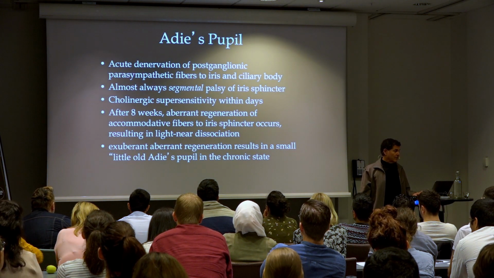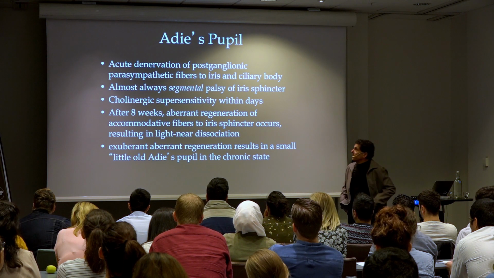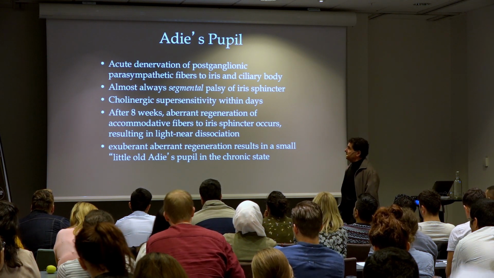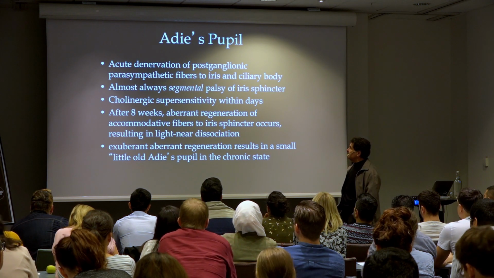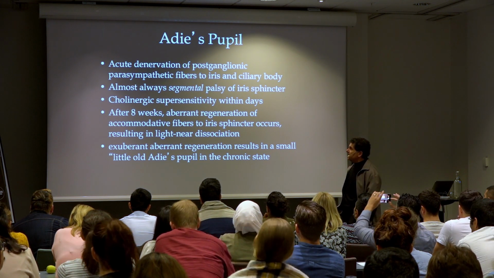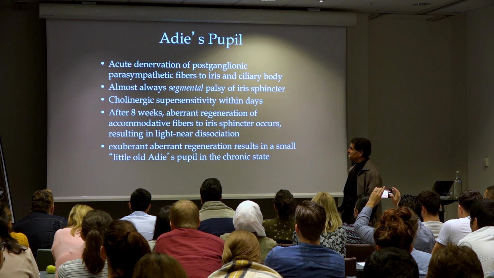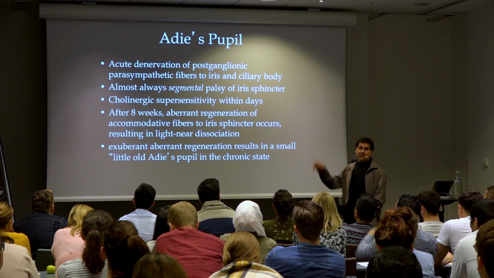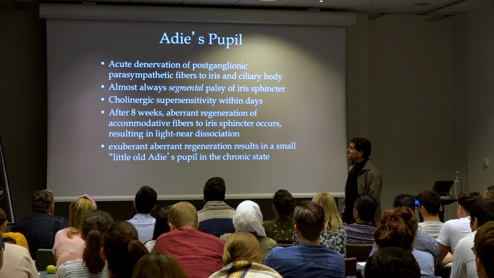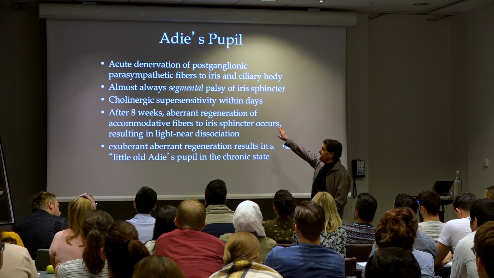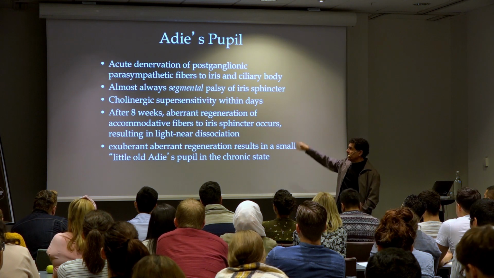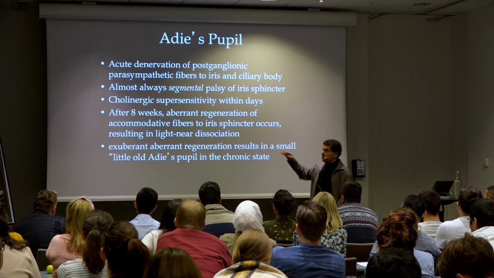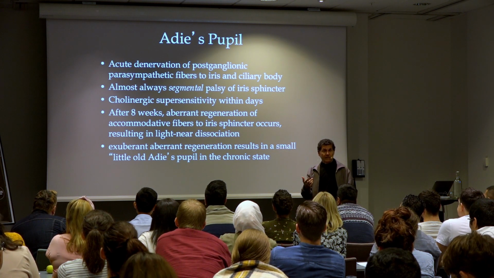We're going to talk just a few minutes about Adie's pupil. It's an acute denervation, postganglionic parasympathetic fibers to both the iris and ciliary body. It's almost always segmental. Once in a while, it will affect all the clock hours of the pupil. Just like on the sympathetic side, cholinergic supersensitivity happens within days. And then after 8 weeks, you get regeneration in most cases.